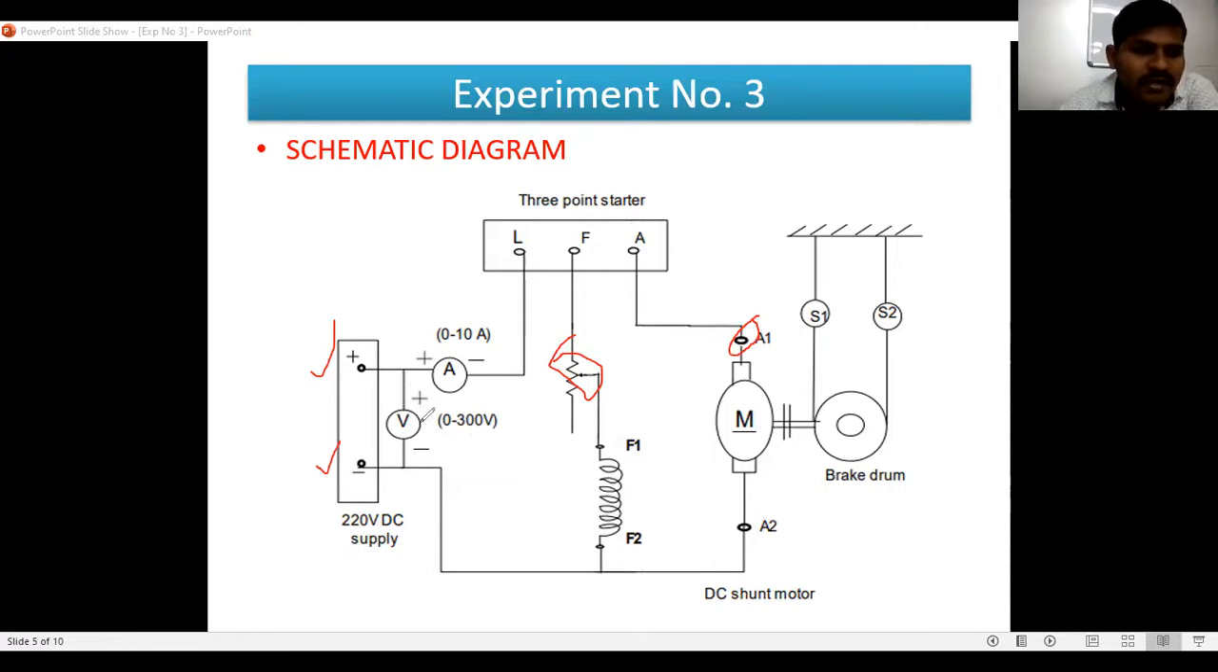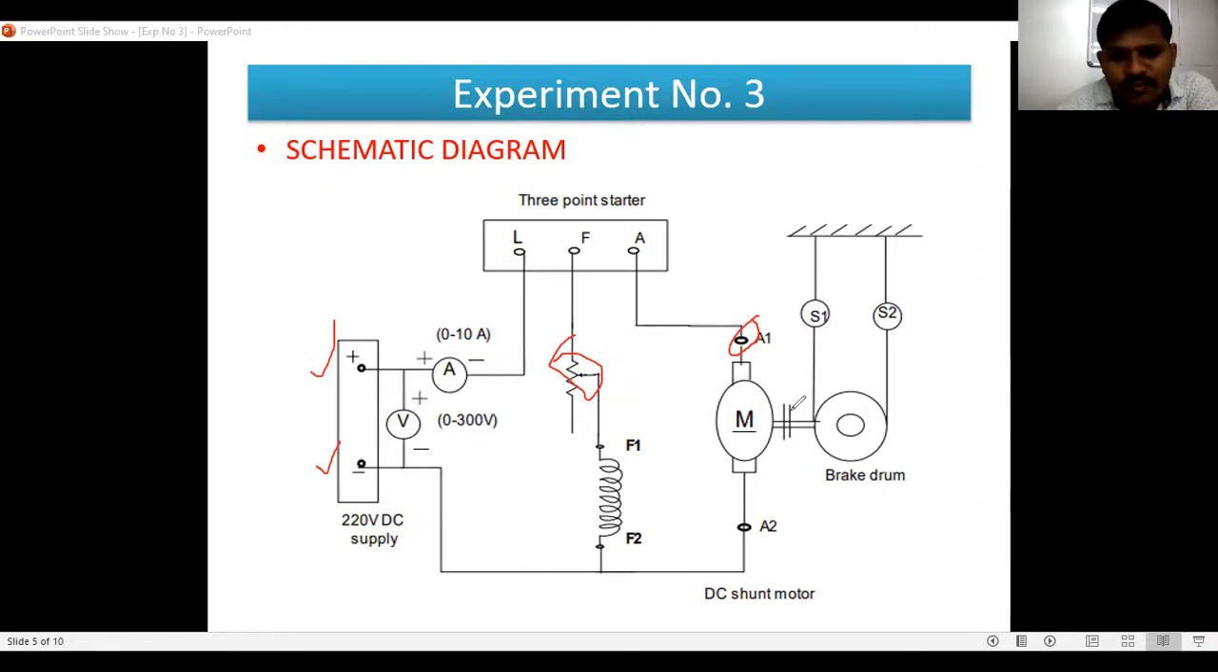To measure the supply voltage, we put one voltmeter across the supply, positive and negative. One ammeter is connected to measure the current taken by the motor at that load condition, when the load is put on the motor. The current when the load is put on the motor, as well as the no load condition current.